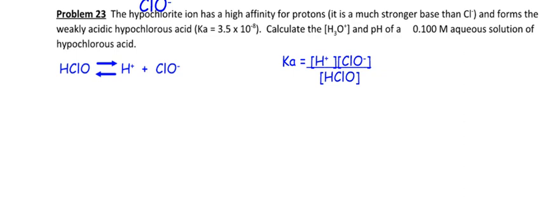All right, the hypochlorite ion has a high affinity for its protons, meaning it's a much stronger base than the chloride ion, and it forms a weakly acidic hypochlorous acid. Notice the Ka value, 10 to the negative 8. All right, that is pretty small, isn't it? Calculate the H3O plus concentration and the pH of a 0.1 molar aqueous solution of hypochlorous acid.